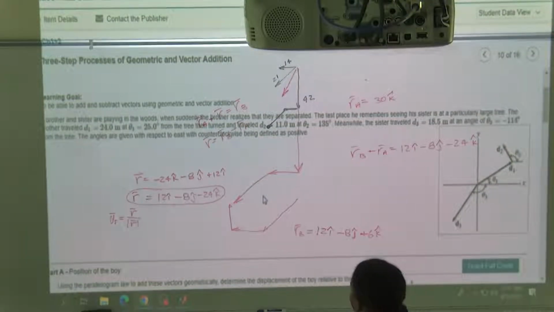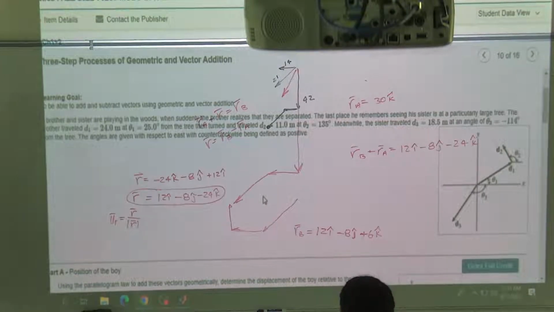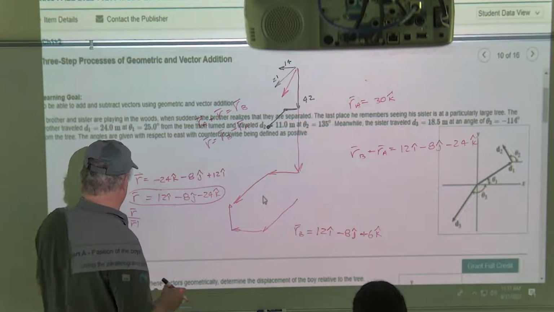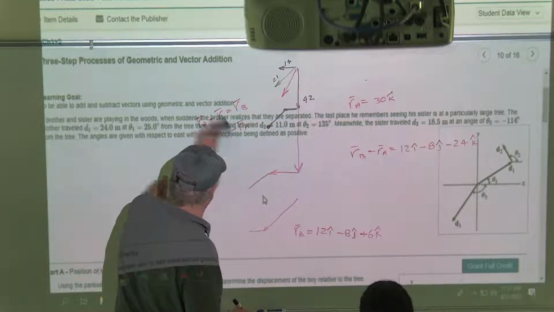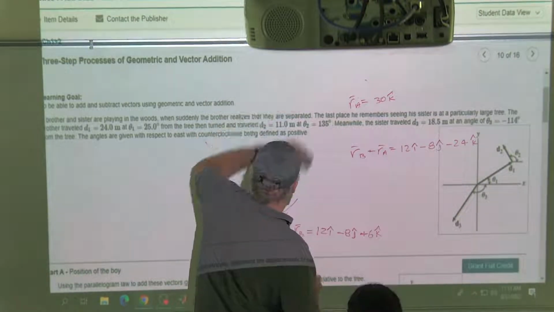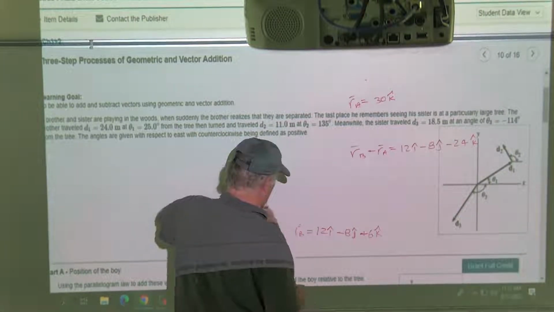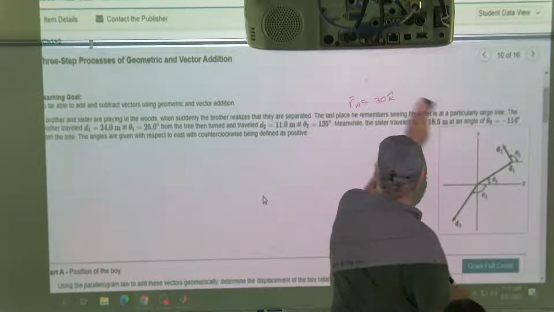Let's see if we can hammer this out. I'm trying not to, because I know it's pretty simple, but like I said, our brains don't. Yeah, I get it.